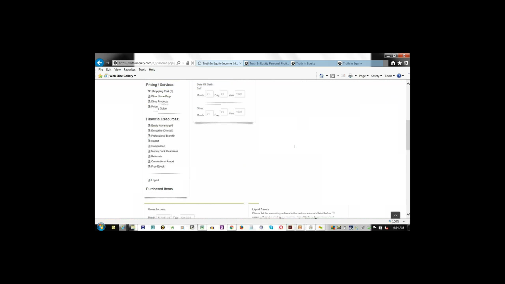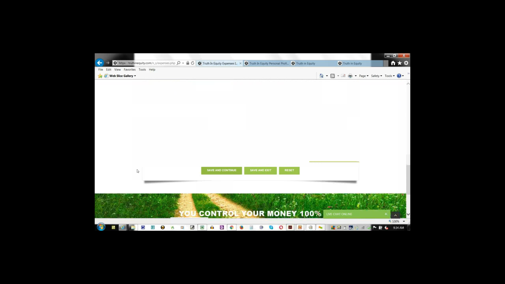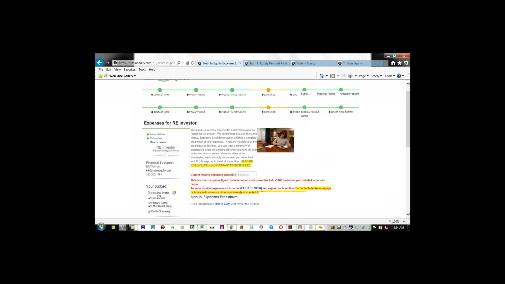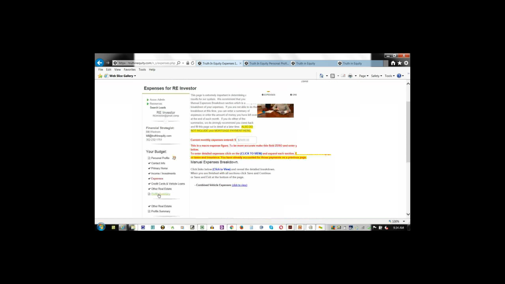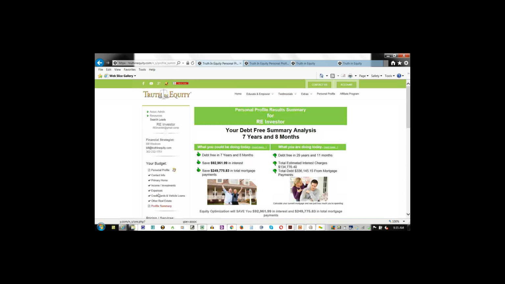Income, save and continue. And then I'm not going to go through each one of these pages, but you know you're done when you come to this page. Profile results summary page. When you hit that page, you know you're done with the process. And then once you get here, now keep in mind, the results on this page are only as good as the accuracy of the numbers previously inputted.